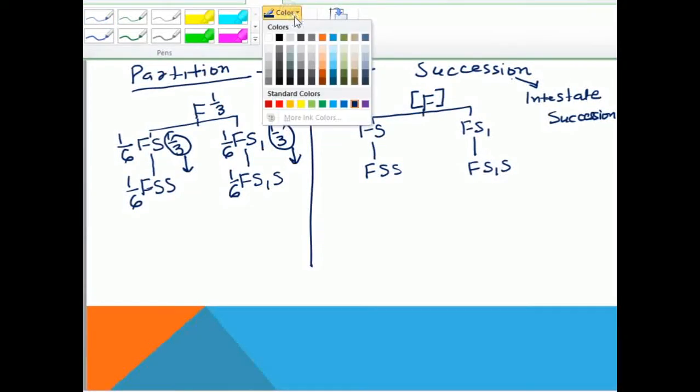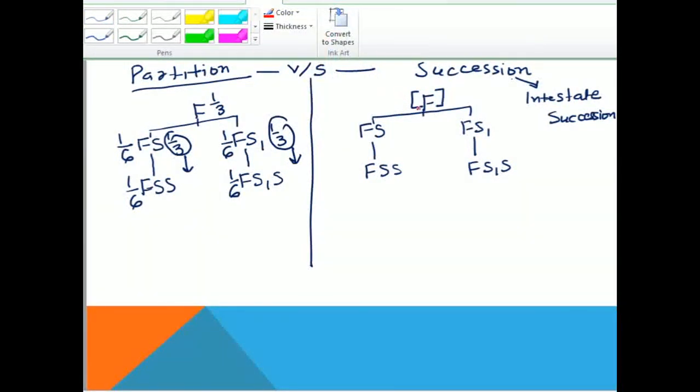Let's see. In intestate succession, F will not get a share since he is dead. Now the property will be divided amongst his sons, Fs and Fs1. So the property of F gets divided half between his sons. However, his grandsons will not get any share. This is succession. So this is the major difference between partition and succession.